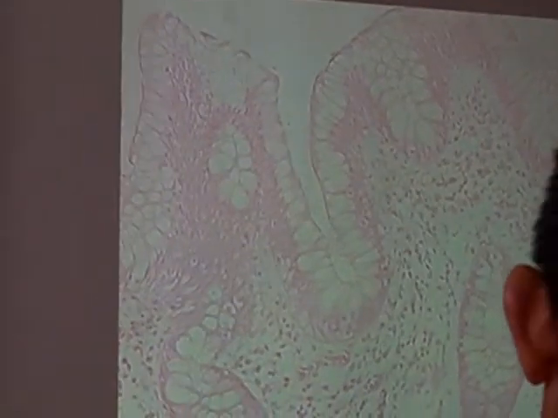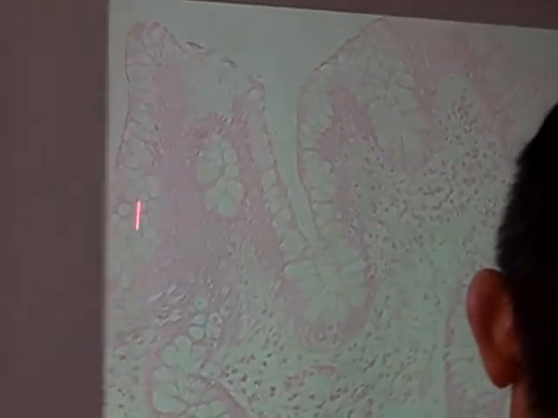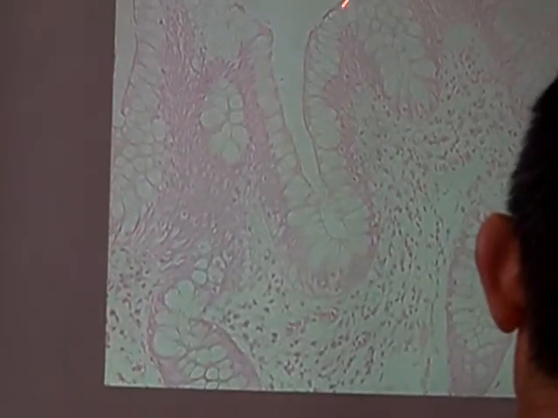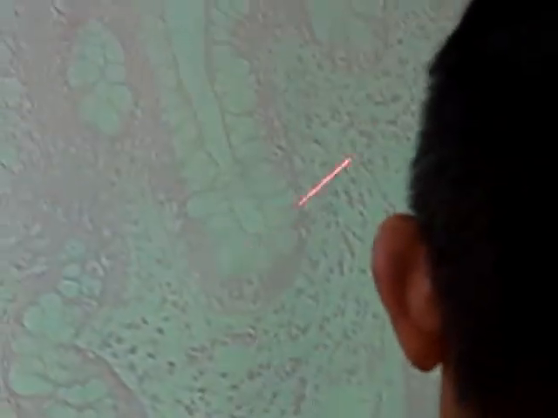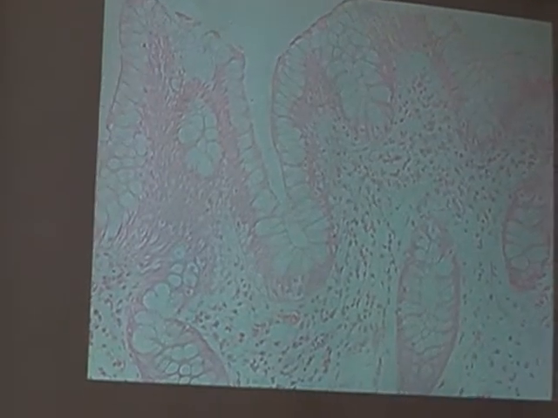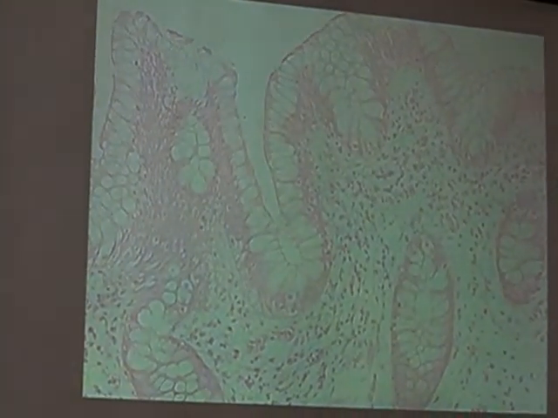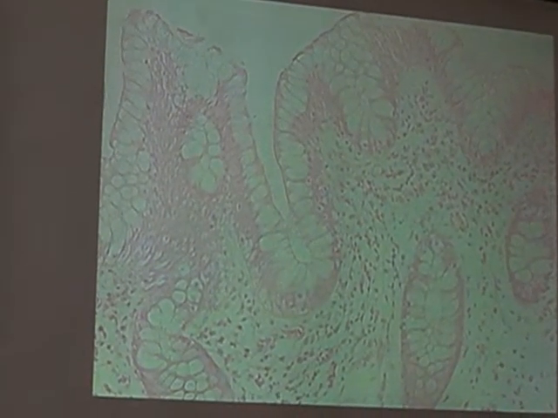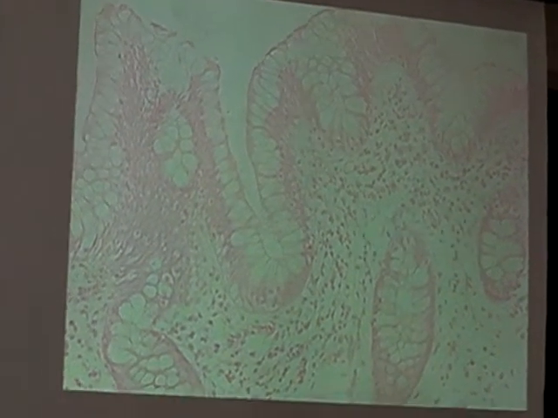What slide is this? This is the colon. So this is epithelium. This is epithelium. All right, and this is lamina propria. Lamina propria and the intestinal glands. Intestinal glands. All right, and goblet cells. Goblet cells. You see a lot of those.